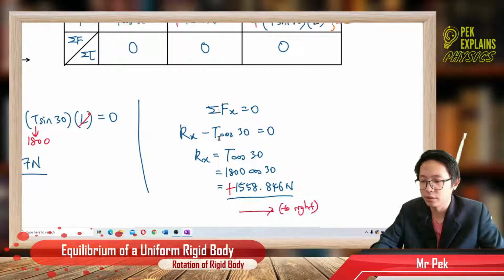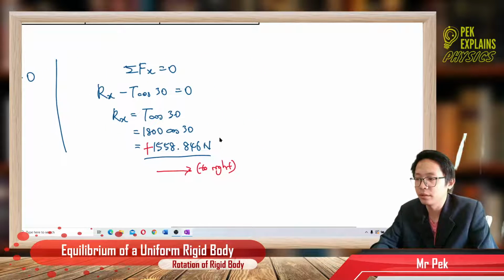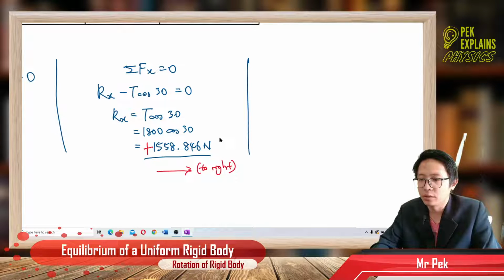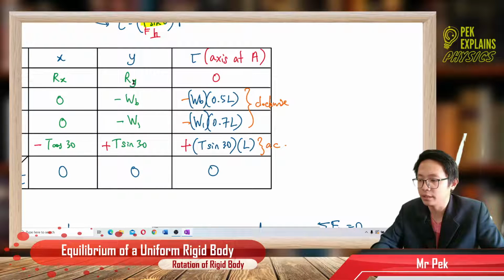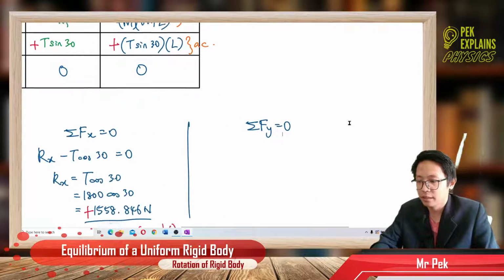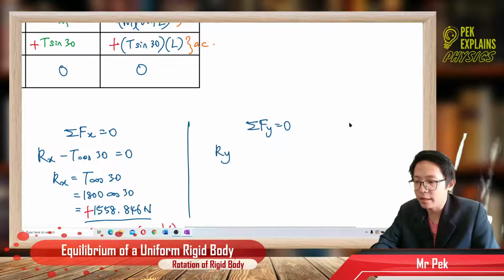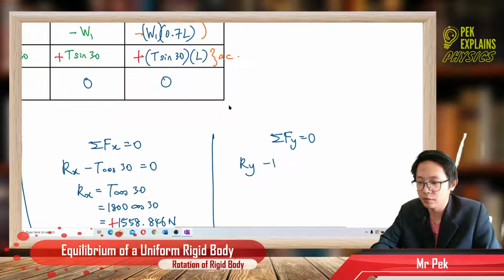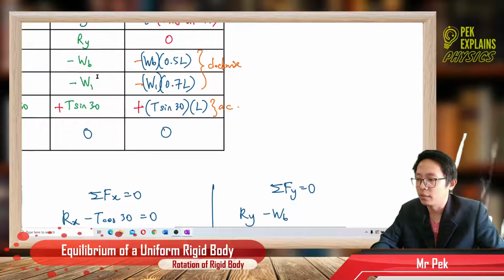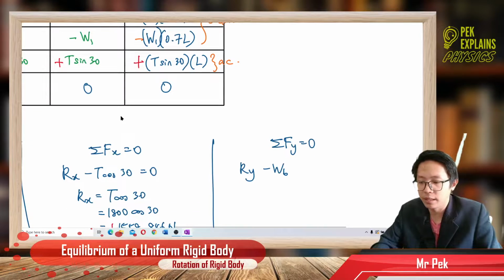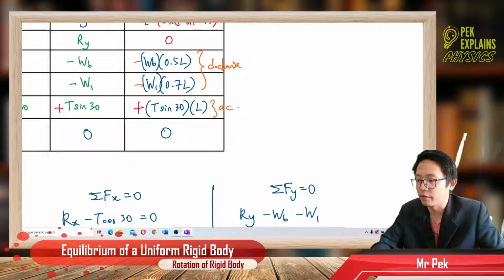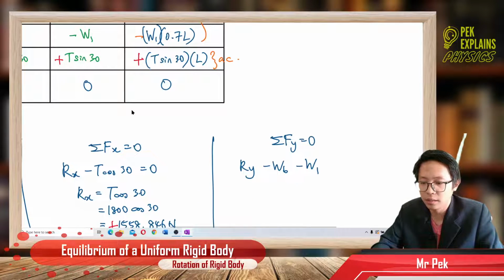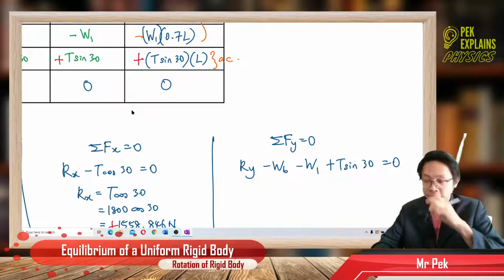Now, the next one, find Ry. Total Fy equal to 0. So let's do total Fy equal to 0, which is just adding up everything. You know, Ry, I'm not sure which direction it is going. And then negative Wb, and then we have negative W1, and then we have positive T sine 30, equal to 0.